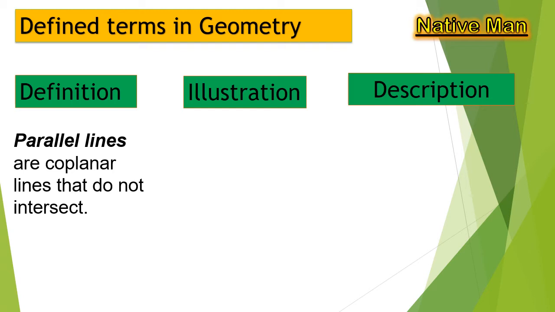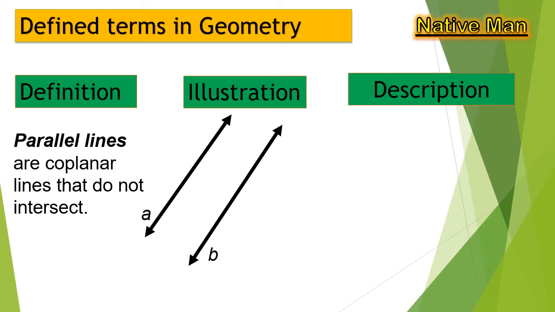So, when we say coplanar, the two lines should lie on the same plane. Let us say in the illustration, this is line A. Another line, we name that as line B. If you notice, our two lines will not meet or intersect even if we extend their length in different or opposite directions.